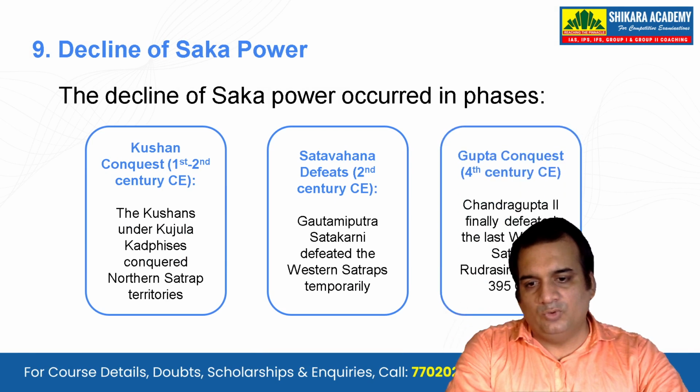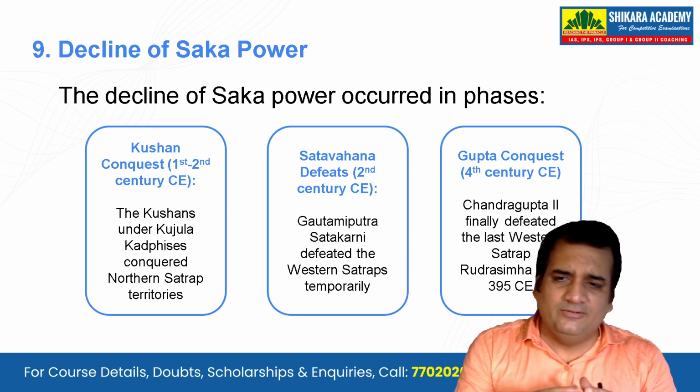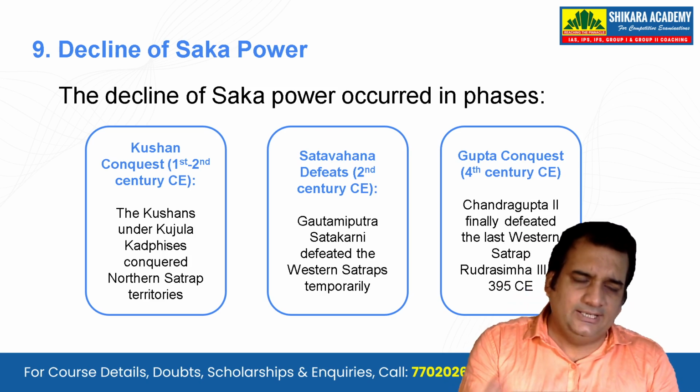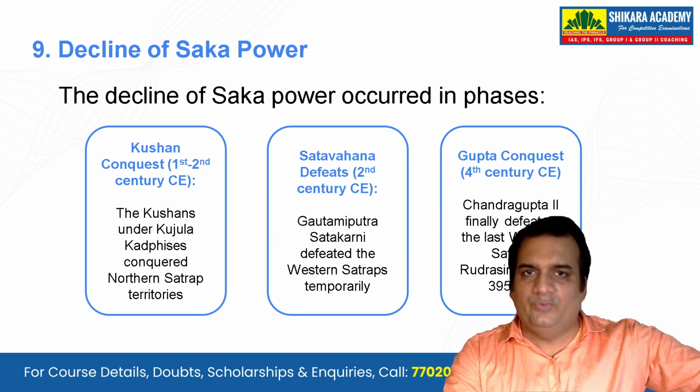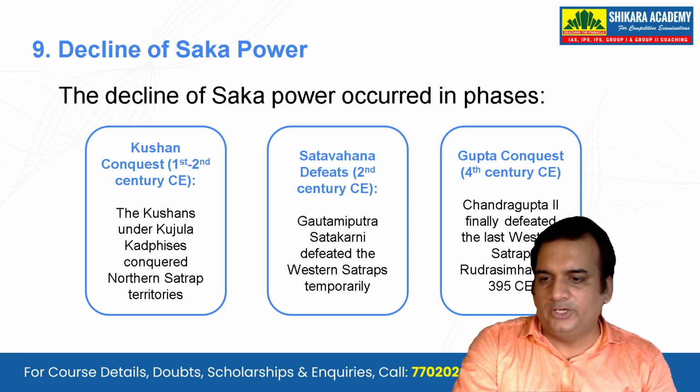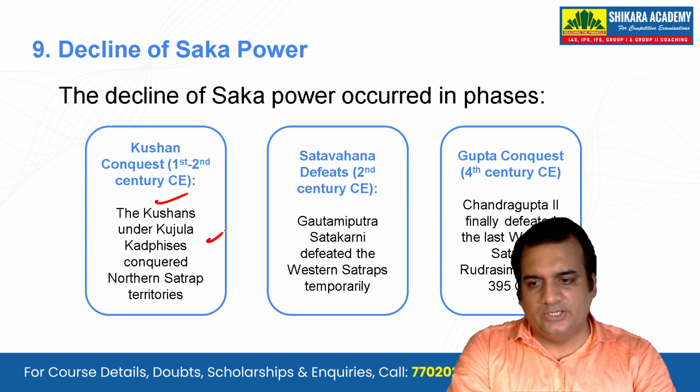Now there is one more point which you should remember: the decline. Why will any power decline? Very simple, the common sense thing is that successor rulers will be weak. That will be one common point always. So what were the points here? Kushana's conquest will be there.